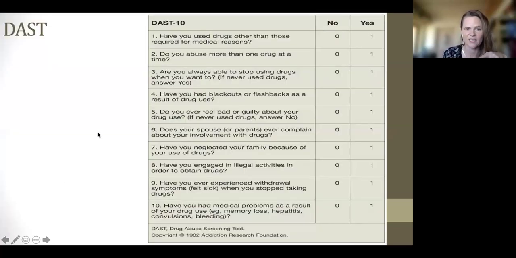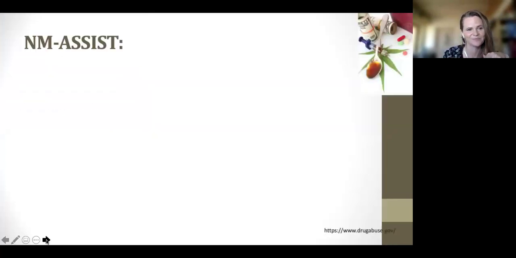The drug abuse screening test, very similar. This is really just looking at kind of frequency and to some extent severity, and it's in this binary format, no or yes, which I find is very helpful with patients who get frustrated with a whole lot of screeners. It's a lot faster for them to go through and much more straightforward than many of the others.